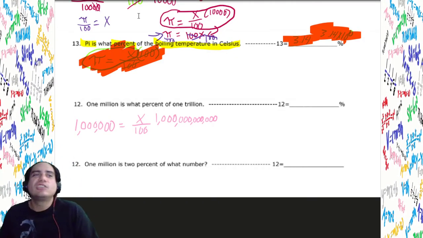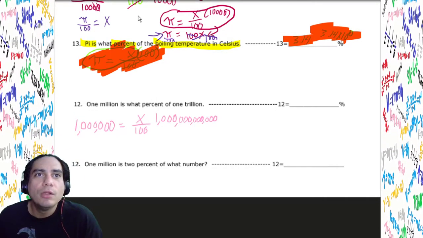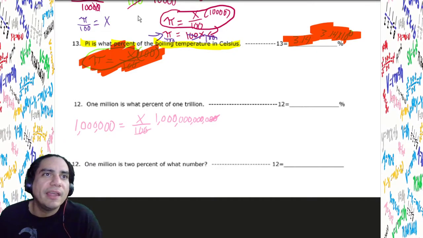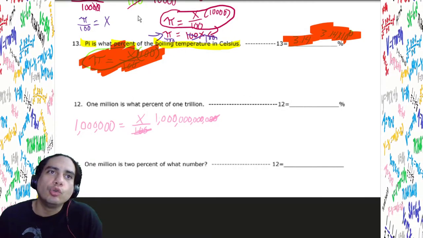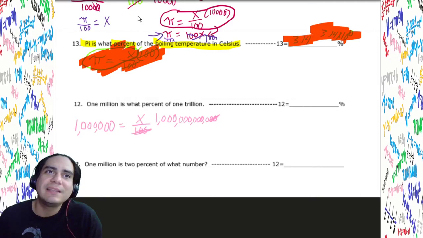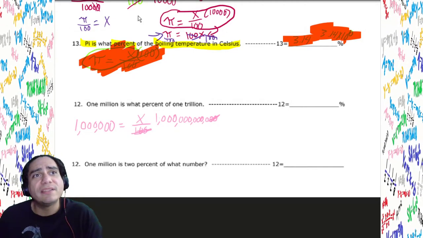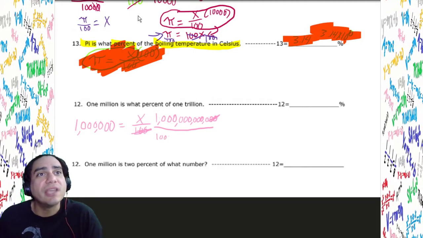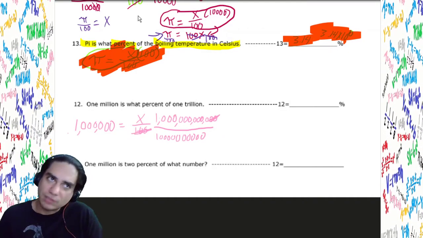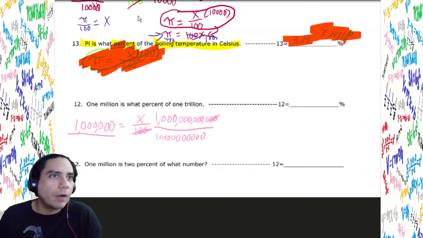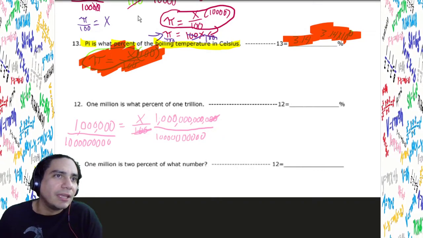So let's go ahead and do this problem. I'm going to go ahead and start simplifying this. We got 100 at the bottom. We got 1 trillion at the top. We can cancel out these 2 zeros right here, and this whole thing at the bottom here. So technically, we got ourselves what? 1, 2, 3, 4, 5, 6, 7, 8, 9, 10. We got a 1 with 10 zeros after it. So basically, we're going to divide both sides by a 1 with 10 zeros after it. And so whatever we do on the left, we got to do on the right.